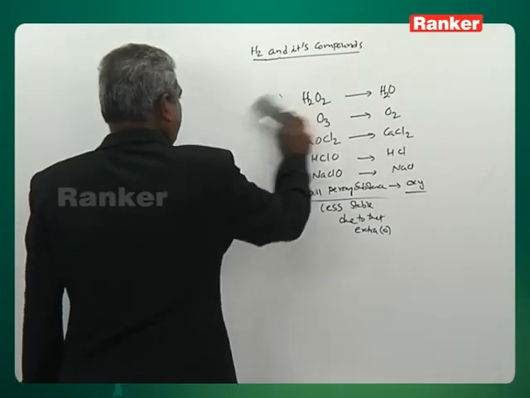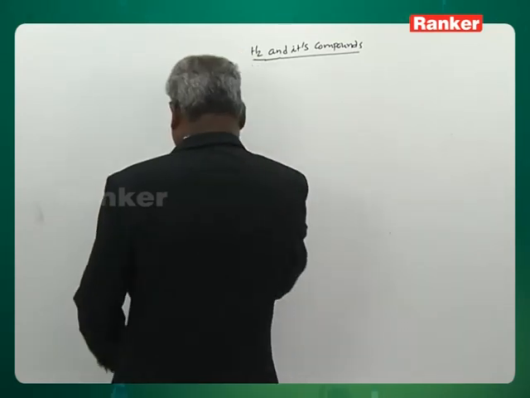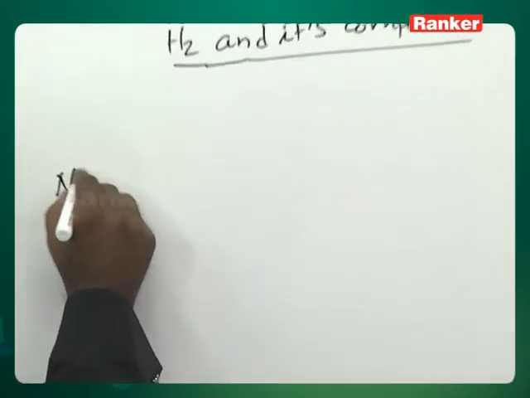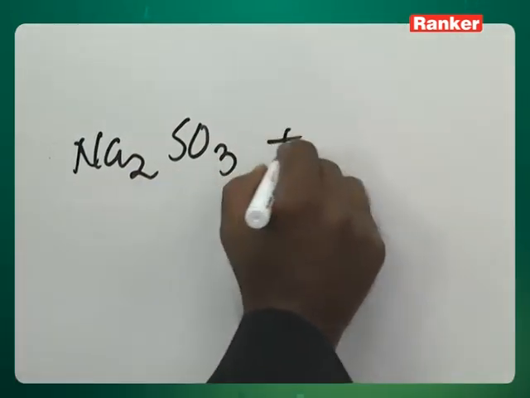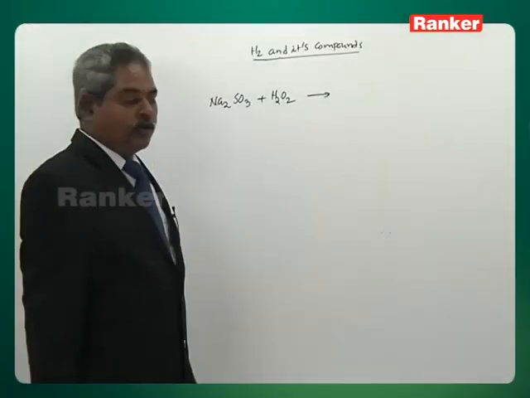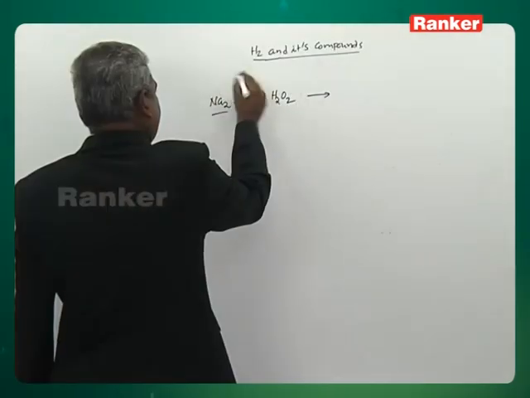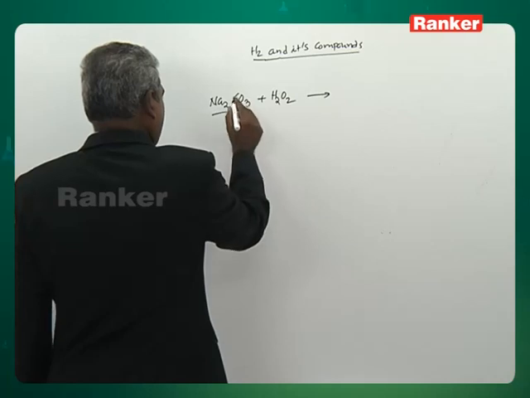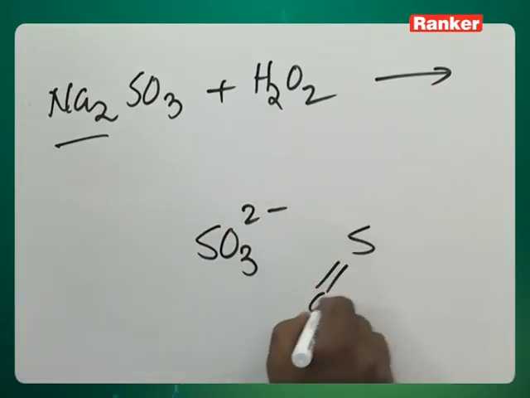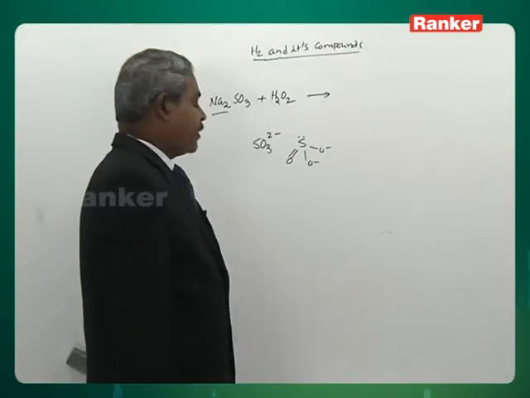Now it's very easy to predict the reactions. They are reducing agents, oxidizing agents, and many. For example, Na2SO3 plus H2O2, what will happen? Na2SO3, sodium sulfite. Okay, this Na plus is a spectator, forget about that. Only sulfite is reactive. Sulfite, SO3 2 minus, S double bond O, O minus, O minus. It has a lone pair and it is pyramidal.